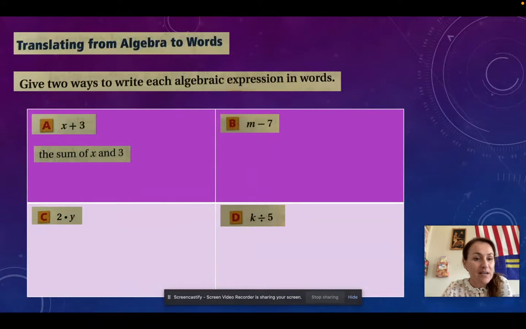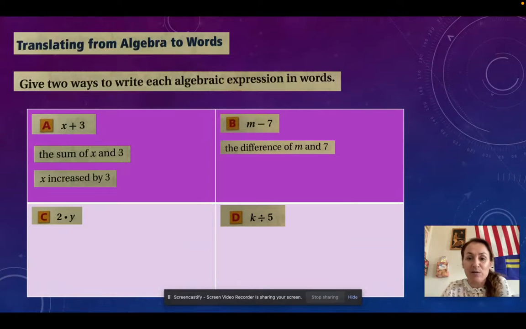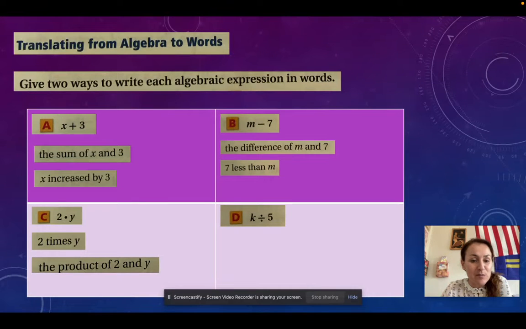Okay, here we go. So the sum of x and 3 is one way you could say that first one. You could also say x increased by 3. Those would both work. For the second one, the difference of m and 7. Could also say 7 is less than m. 2 times y, on that third one, the product of 2 and y. And then you could say k divided by 5 or the quotient of k and 5.